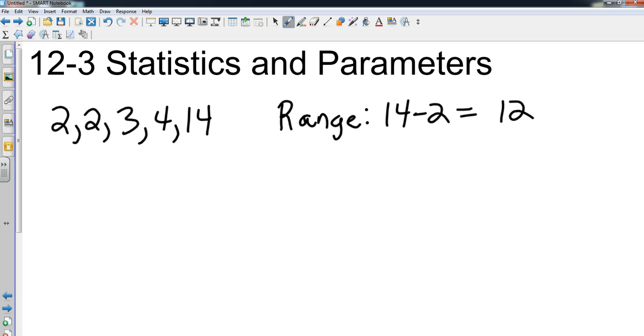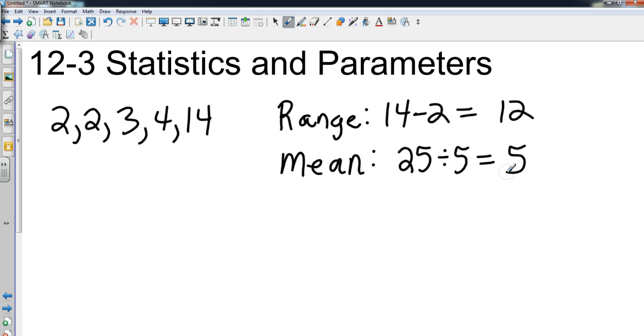Next, we're going to find the actual mean. And again, this isn't new to us. Okay, so we're going to add them all up together. 2 and 2 is 4, and 3 is 7. 7 and 4 is 11. And 11 and 14 is 25. And because we have 5 pieces of information, we're going to divide that by 5. And so our mean is 5.